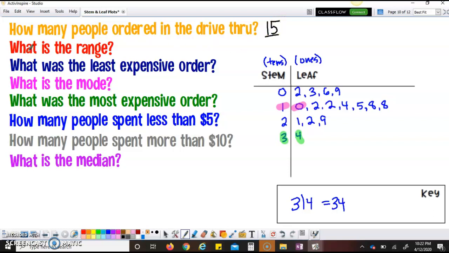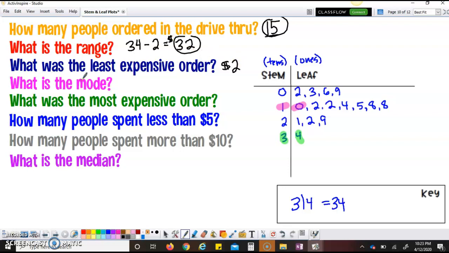Okay. Next one, what is the range? Okay, remember from last week, range is your highest number minus your lowest number, okay? So our highest number is 34, see 34, and then our lowest number is 2. So our range is going to be 34 minus 2, so our range equals 32. Okay, so 15 people went to the drive-thru. There was a range of $32 of our orders. What was our least expensive order? Well, that's easy. That was a $2 order. Okay, and actually there should be a dollar sign here too. There's a range of $32.